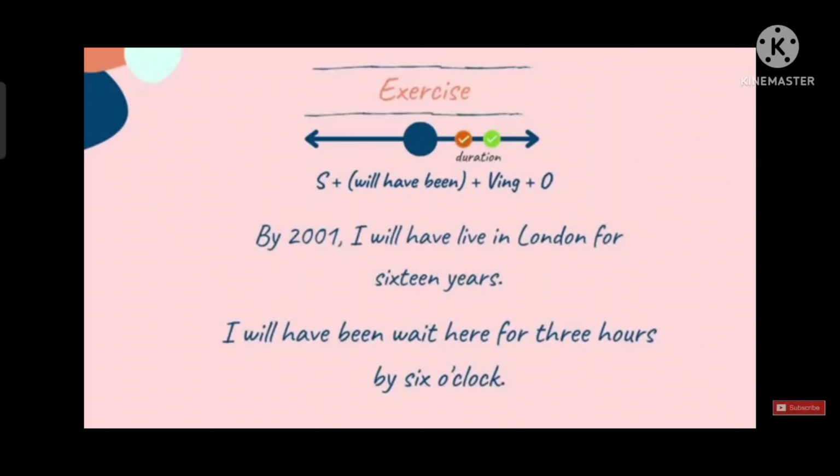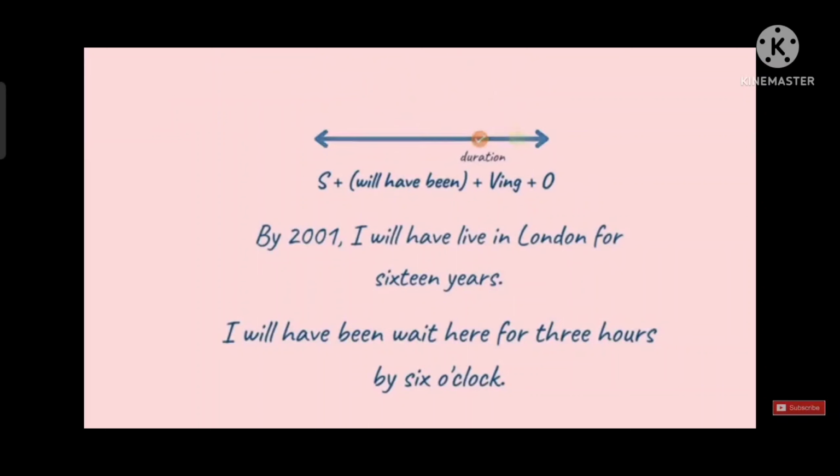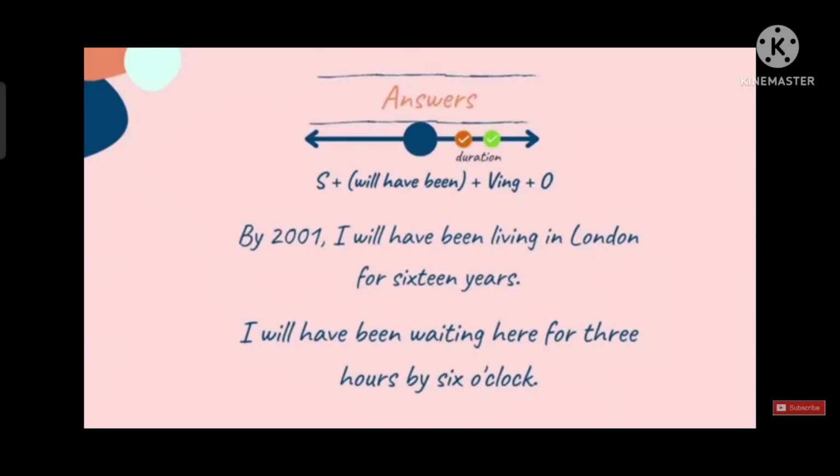In this exercise, you need to correct the following sentences with the structure of future perfect continuous tense. Pause the video and correct the sentences and message the sentences in the comment. I will share the answers in a while. The answers are on your screen now. By 2001, I will have been living in London for 16 years. I will have been waiting here for 3 hours by 6 o'clock.